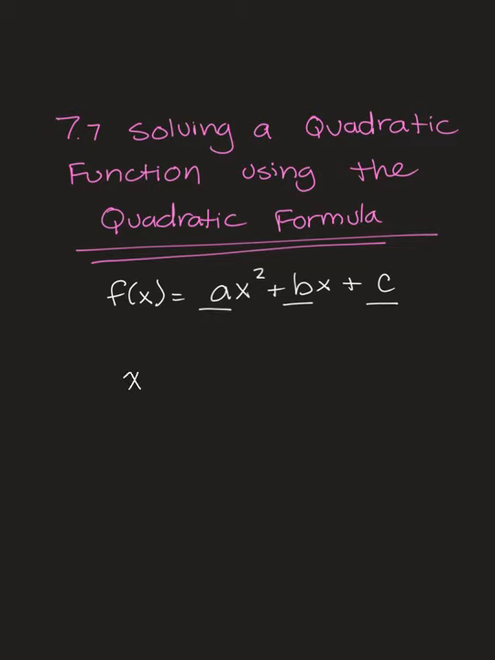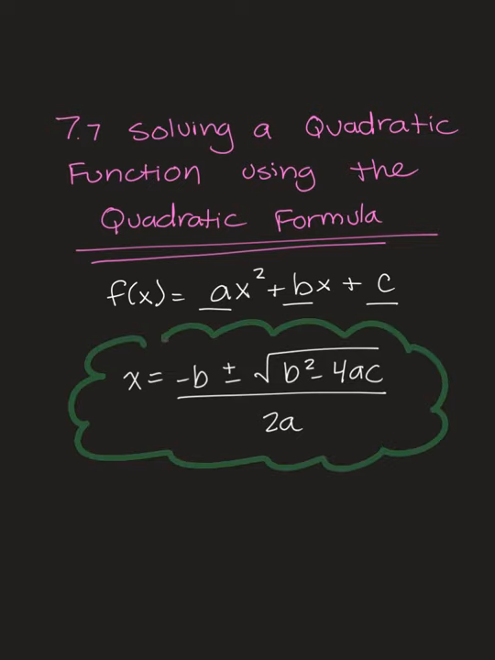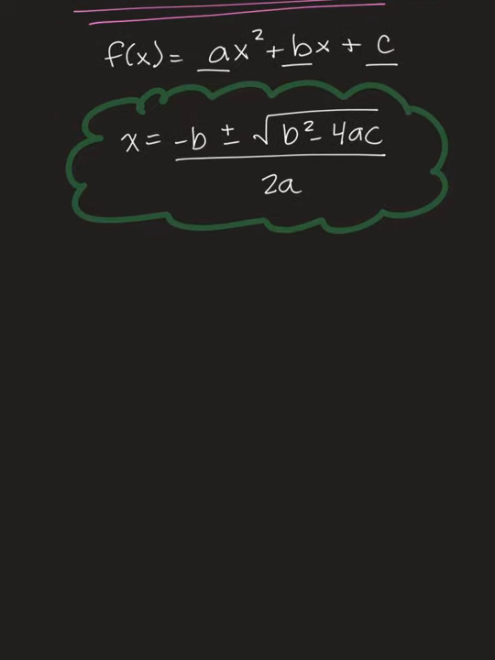So here's the formula. X is equal to negative b plus or minus the square root of b squared minus 4ac all over 2 times a. So what you're going to do is find your a, your b, and your c values and just plug it into the formula, simplify it, and you should get 2 values for your x. Okay, so make sure that you write this formula down because we will be using it in today's lesson. Okay, so let's move on to our first example.